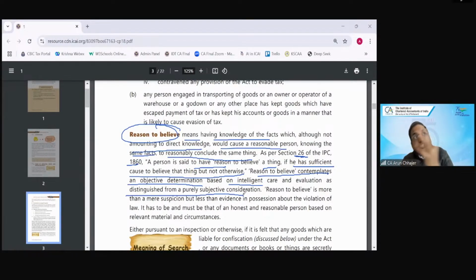मतलब मुझे लगता है कि उस पर्सन ने चोरी किया है, मुझे लगता है कि वो पर्सन कुछ सप्रेस कर रहा है टर्नओवर. इट इज नॉट रीजन टू बिलीव. आई शुड हैव सम एविडेंस which if I will give to any other person, then he will also conclude the same thing. That will be the reason to believe. The reason to believe is more than a mere suspicion, but less than evidence about the violation of the law. It has to be and must be of the honest and reasonable person based on the relevant material and circumstances.